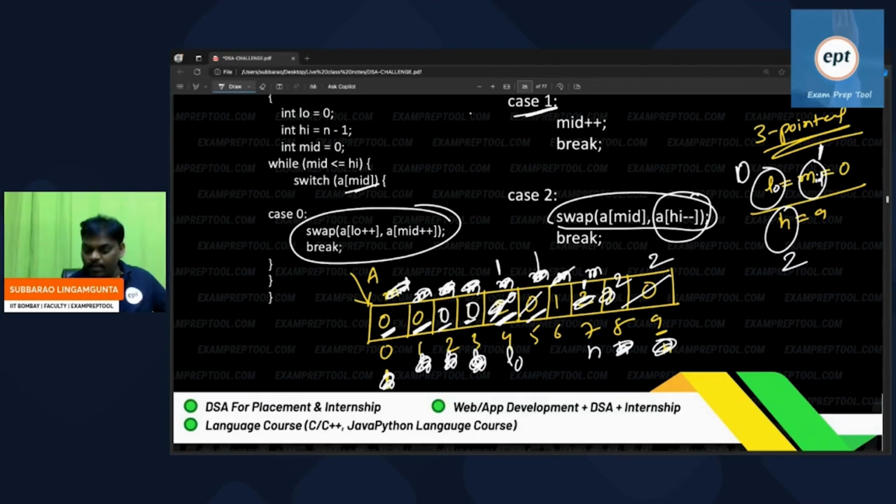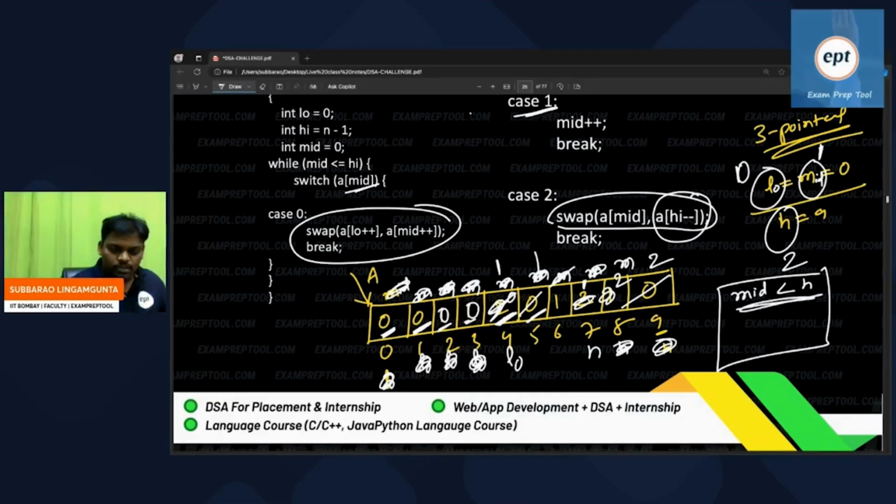Again 1, so mid will increment. So remember, at any point of time, comparing mid and high, mid should be less than high. Until this condition holds, continue. Mid less than or equal to high; whenever both are equal, you can stop.